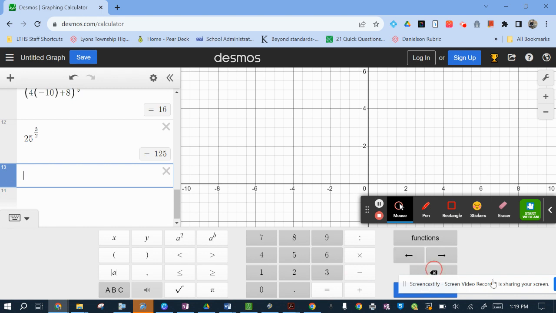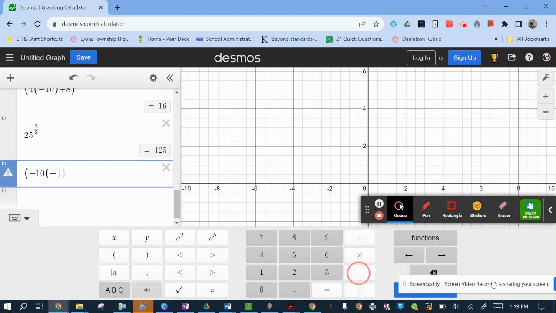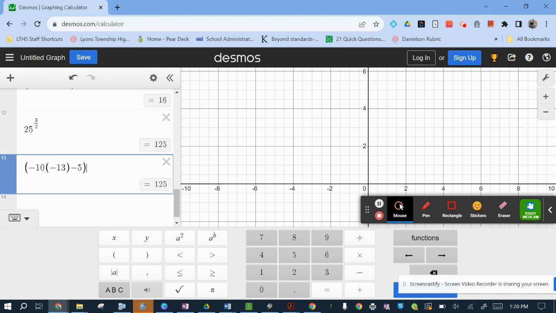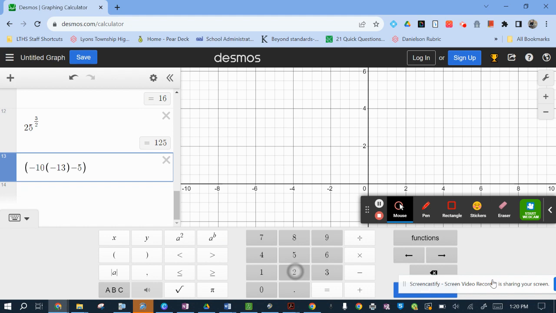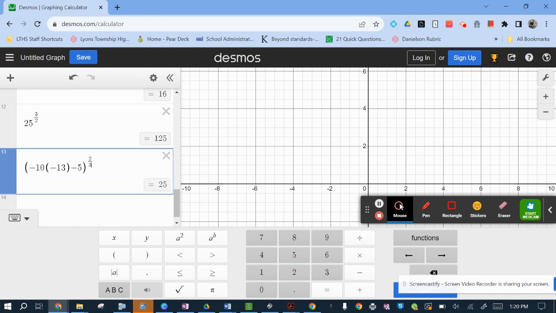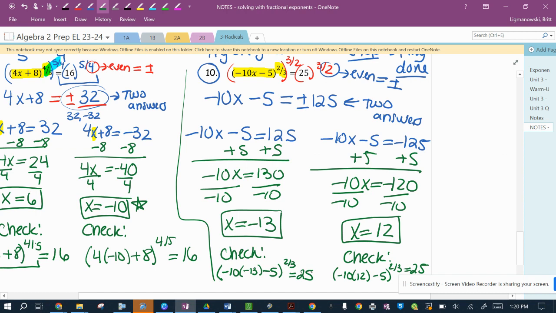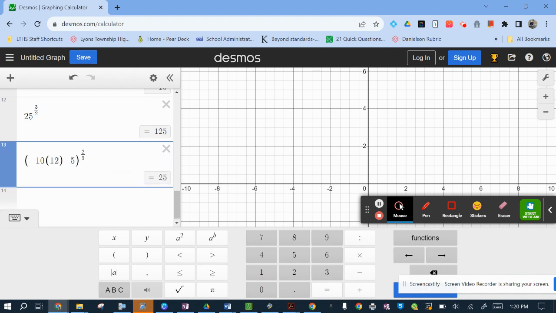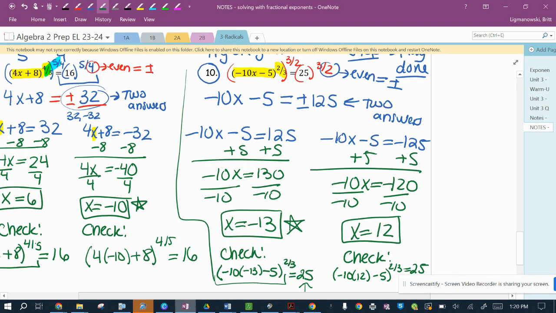Oh, I need parentheses to start off with. Negative 10 multiplying negative 13 minus 5, to the 2/3 power. 25, which is what I wanted. So good. I put this side in the calculator and I want it to equal this side. So this one's good. Then I'm going to check this one, so I'm just going to change that negative 13 to a 12. Also equal to 25, so that's good. So both answers work.